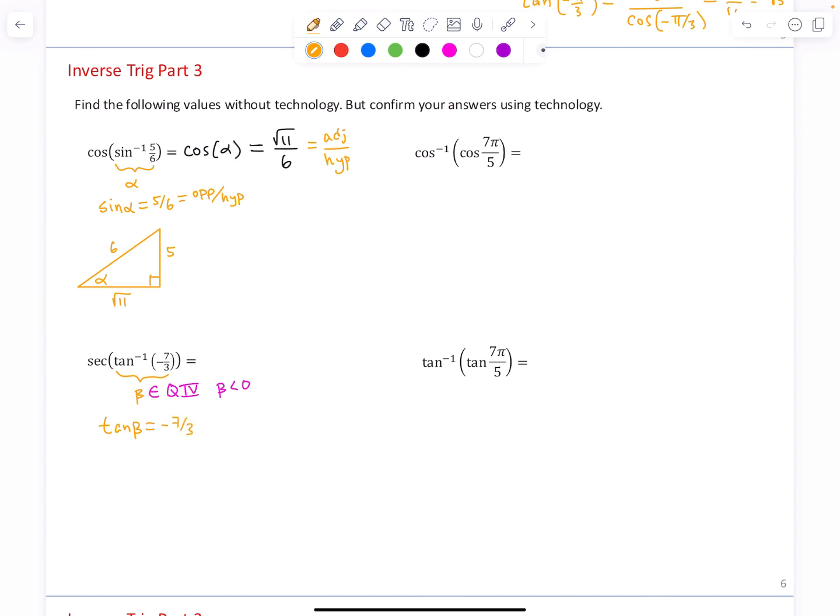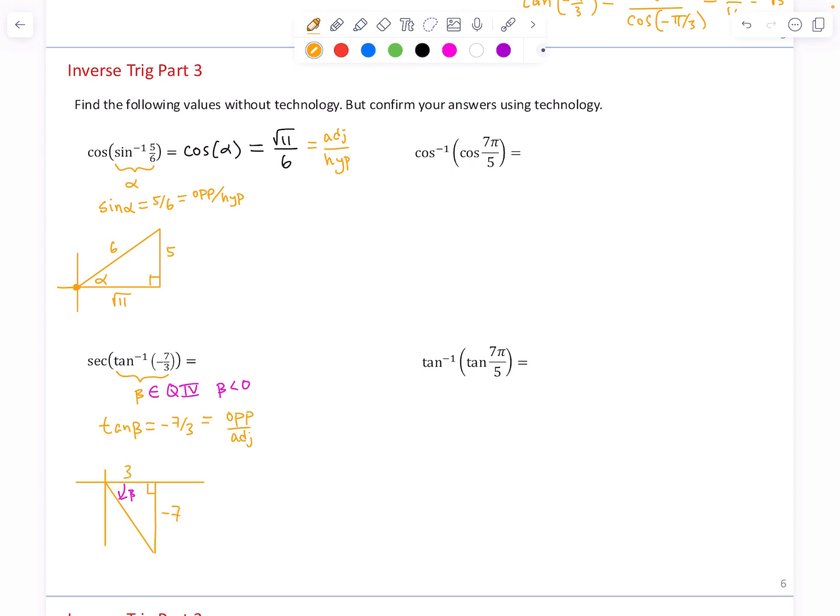Let's make a reference triangle and position it in the fourth quadrant. The reference triangle does not need to be to scale. It's just a tool. It's a right angle. And our angle beta is this negative angle that takes us into the fourth quadrant. And we want the tangent, which is opposite over adjacent, to be negative 7/3. So in the fourth quadrant, it's the vertical leg that would need to be negative. So that's negative 7, and the horizontal leg would be positive 3.